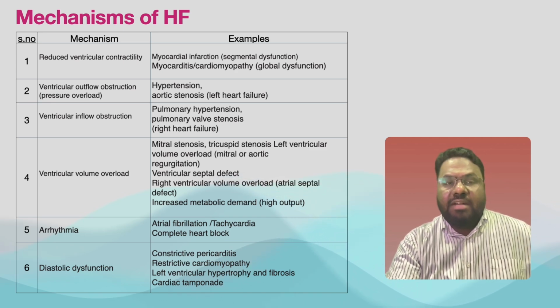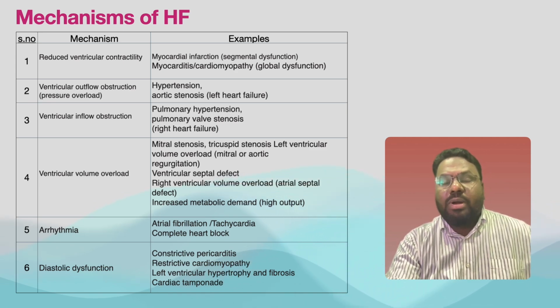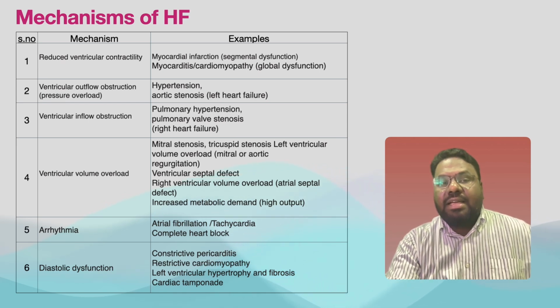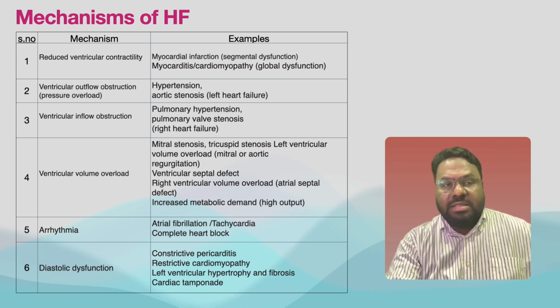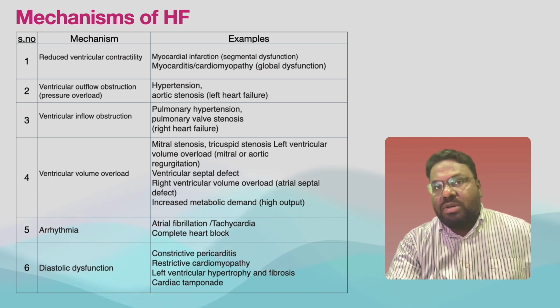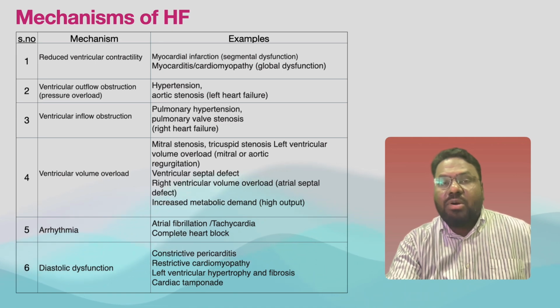Then we have got right ventricular volume overload, especially in the atrial septal defect. Then we have got increased metabolic demand or high output failure we call it, in cases like anemia, thyrotoxicosis, beriberi, arteriovenous shunts. All these are increased metabolic demand kind of failures. Talking about the arrhythmias, especially atrial fibrillation. So chronic AF can precipitate heart failure. One of the common causes of arrhythmias which cause heart failure is atrial fibrillation, atrial tachycardia, and complete heart block also precipitates heart failure. But it's an emergency to deal with.